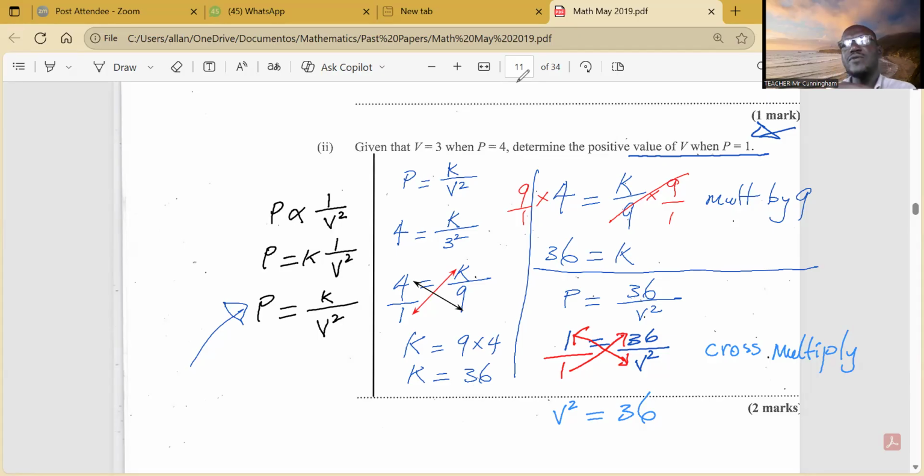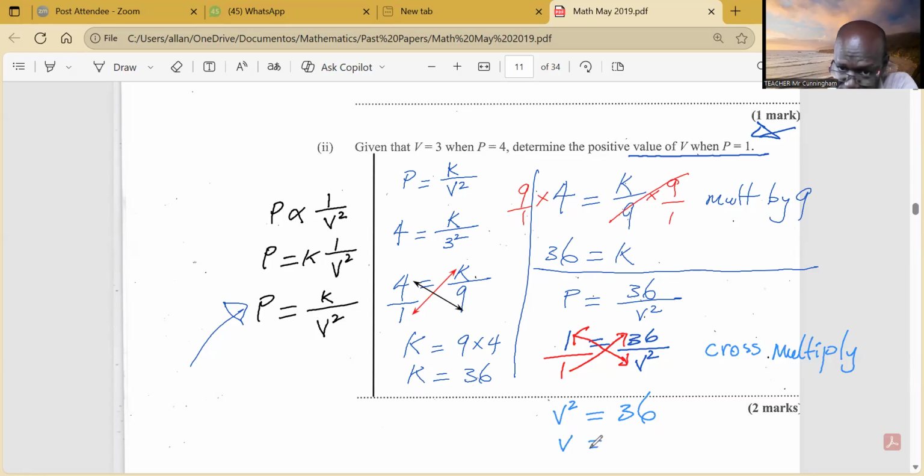Ezekiel, what would v be equal to? Six. How did you get that? V squared is equal to 36, so v is equal to what? 6. No, how did we get that?